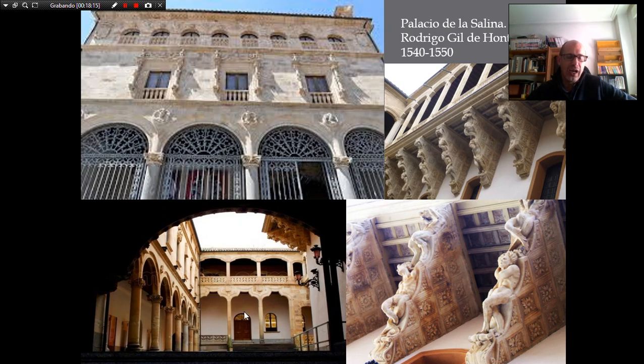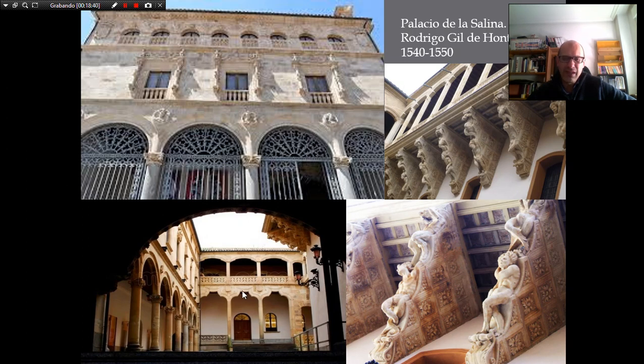Okay, this is the courtyard. If we enter the building, it's a strange courtyard because this part seems like Gothic, and this one seems like full Renaissance. And in the other one, instead of arches or columns, what we have is this part to support the weight of another gallery, decorated with different figures.